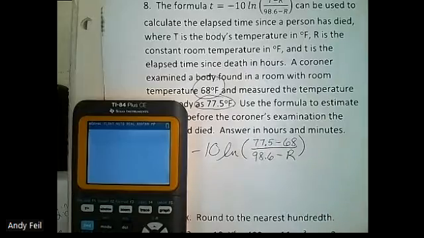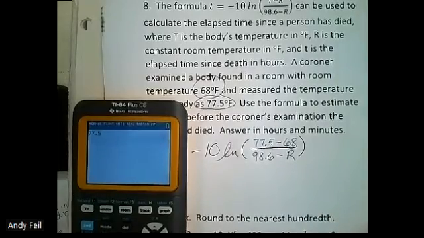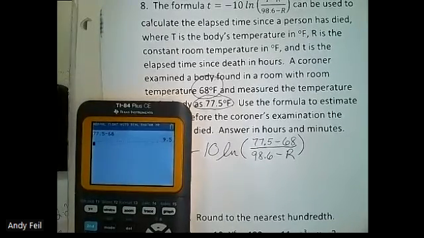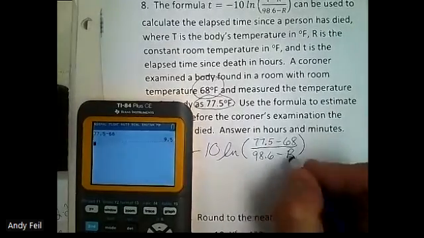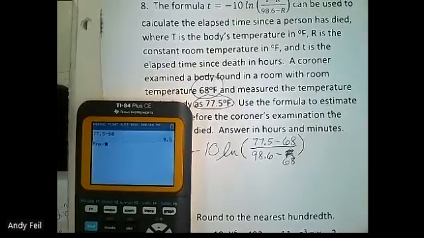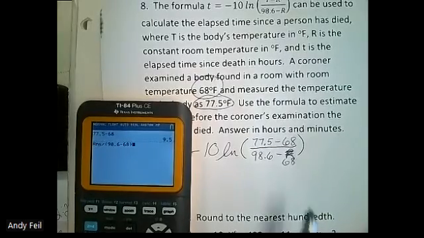First, I figure out what is the 77.5 minus 68. I figure out what is that numerator. It's 9.5. Oh, I forgot. This isn't R. This is 68, isn't it? Then I divide that by parenthesis 98.6 minus 68. Do that like that. By doing that, I now know what this big ugly number is.